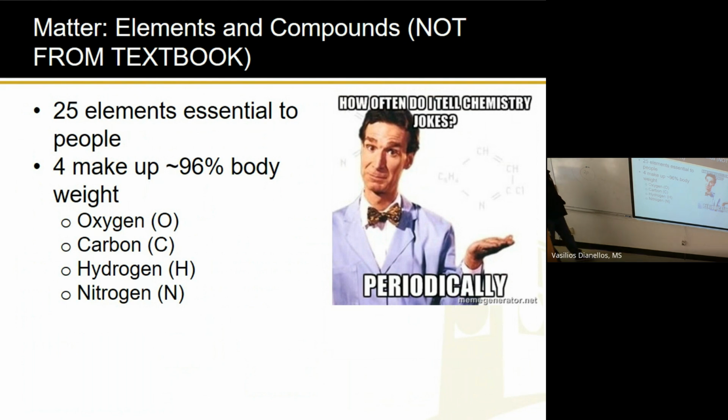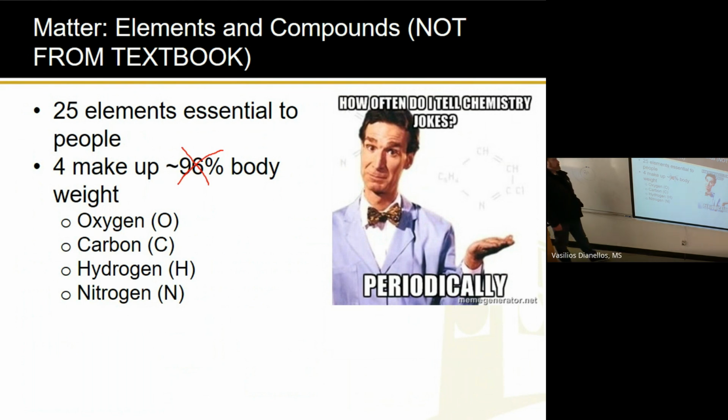You also need to know what I call the big 4. Of all the 92 naturally occurring elements, these 4 make up the most, or are represented the most: oxygen, carbon, hydrogen, and nitrogen. What you don't need to know is that all 4 collectively make up about 96%. I'm telling you that, but you don't necessarily need to know it. I'm not going to ask you that number.